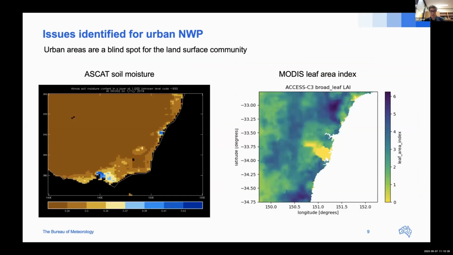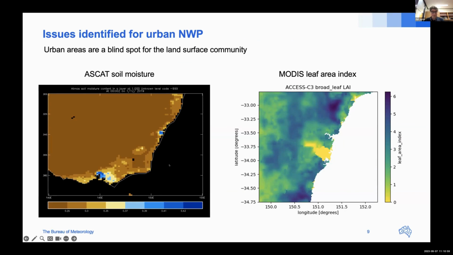But there are still ongoing issues that we're continuing to find in our operational models, particularly for urban areas. Luigi mentioned the leaf area index. We use MODIS to configure our leaf area index, and we've discovered that the leaf area index in urban areas is set to 0 in our models. So it doesn't matter if we're better representing the vegetation components in our urban areas if they have no leaves.